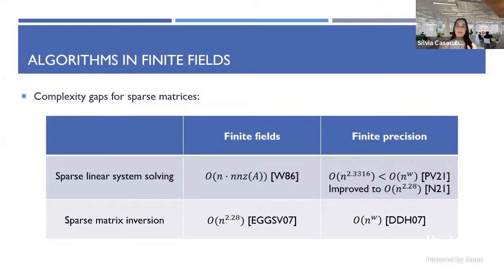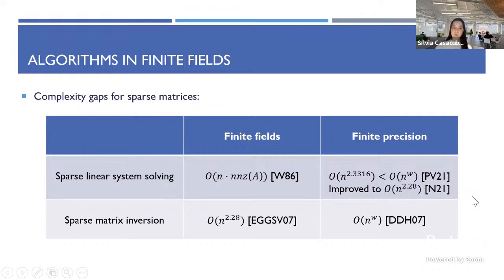So we can put in a table what are the current fastest runtimes for the two problems I mentioned, linear system solving and matrix inversion, in their sparse versions. And we compare the finite field setting with the finite precision arithmetic. One interesting open problem that was open until last year was whether or not you can solve sparse linear systems faster than matrix multiplication in the finite precision arithmetic setting. And that was answered in the positive by Richard Peng and Santosh Vempala and improved by Zhiyu Peng this past year.